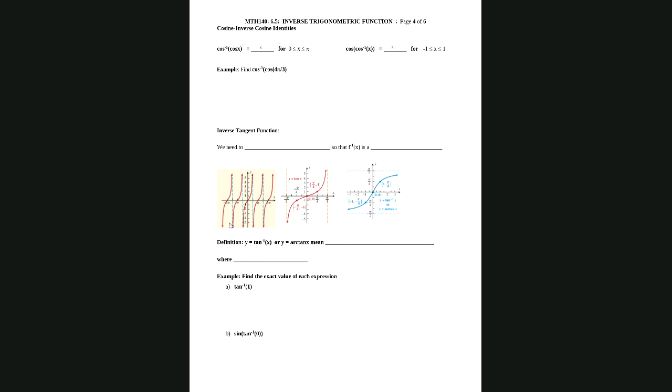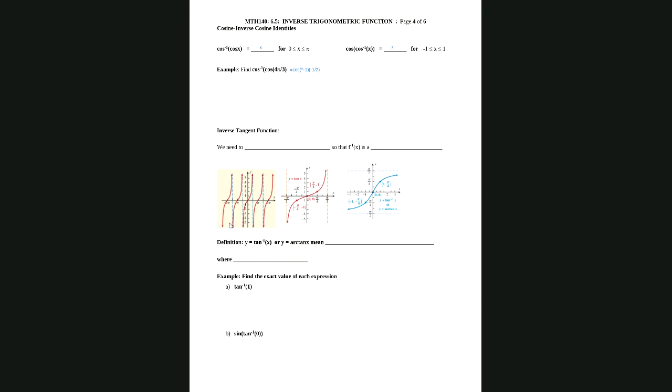Okay, so we're going to take a look at an example. We're going to find the inverse cosine of the cosine of 4 pi over 3. Unfortunately, 4 pi over 3 is not between 0 and pi, so we can't use the identity up above. We need to first find the cosine of 4 pi over 3. So this is equal to the inverse cosine of, and the cosine of 4 pi over 3 is equal to -1/2. So we need to figure out the inverse cosine of -1/2.